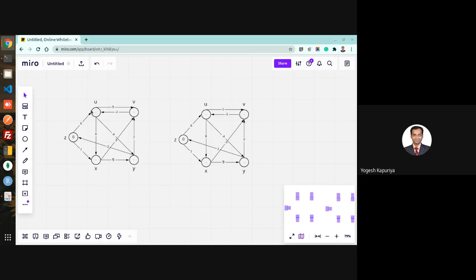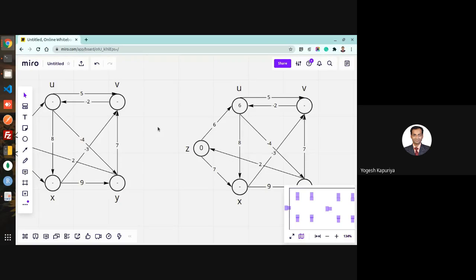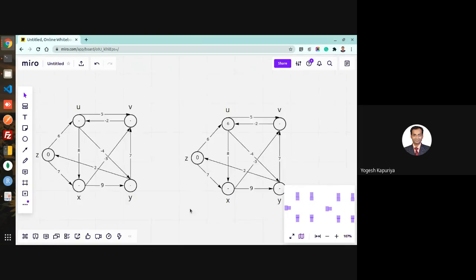So when you have, let's say if you want to relax this edge z to u, then this weight is 0, this is infinity, and the weight of the edge is 6. So source distance is 0, weight is 6, so 0 plus 6 is 6. This is infinity, so this is less than infinity, so that's why the new distance of u will be 6. Okay.